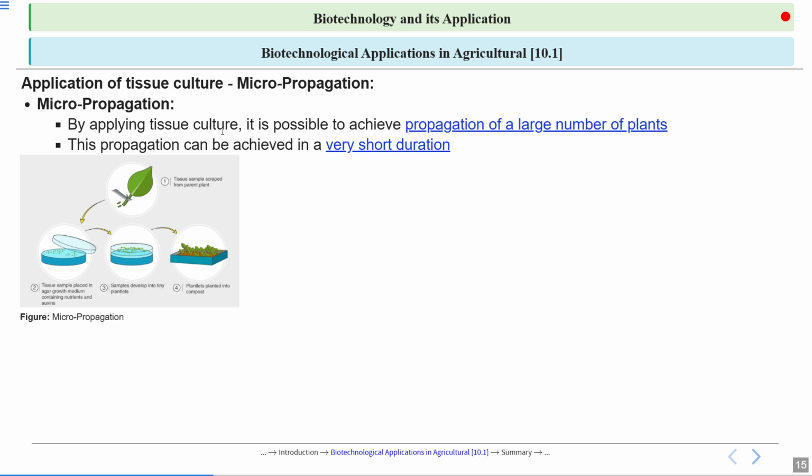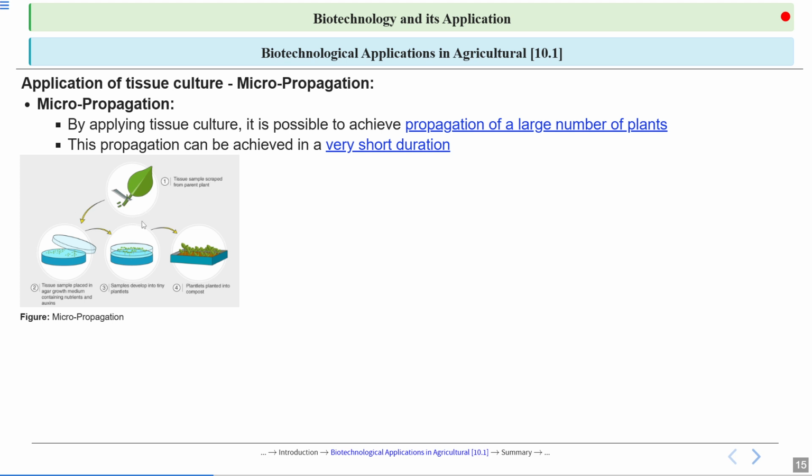From a small plant part we can grow new plants. You can just think, from just this one small explant, how large a number of plants we can propagate and generate. This is what we call micropropagation, and this propagation can be achieved in a very short duration, very small time.